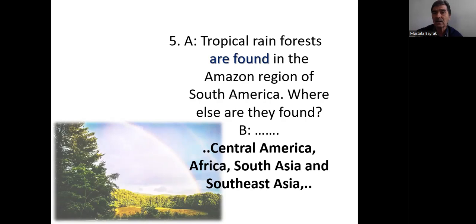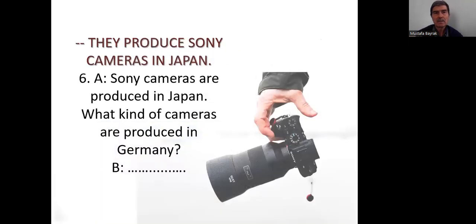Where else are they found? They are found in South Asia. Where else are they found? They are also found in Southeast Asia. What are they? They are tropical rainforests. Now, they produce Sony cameras in Japan. Sony cameras are produced in Japan. What kind of cameras are produced in Germany? That kind of cameras are produced in Germany.